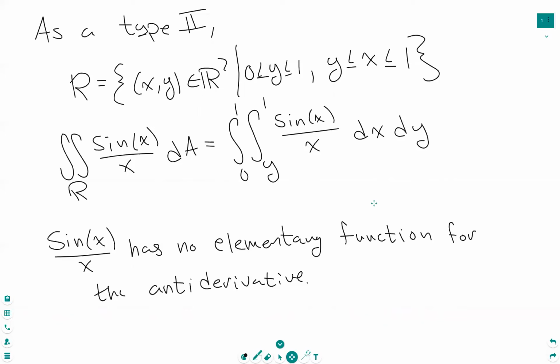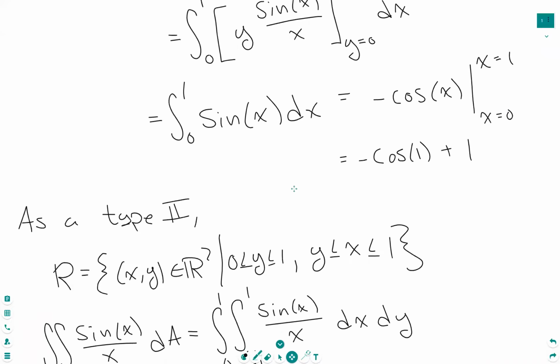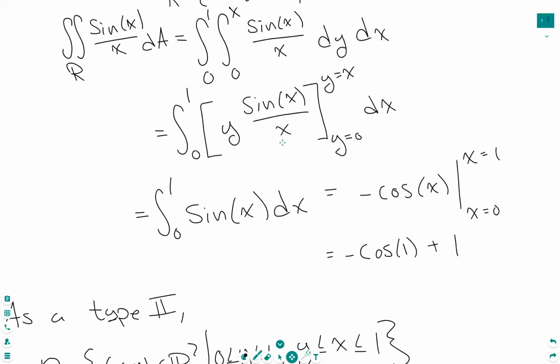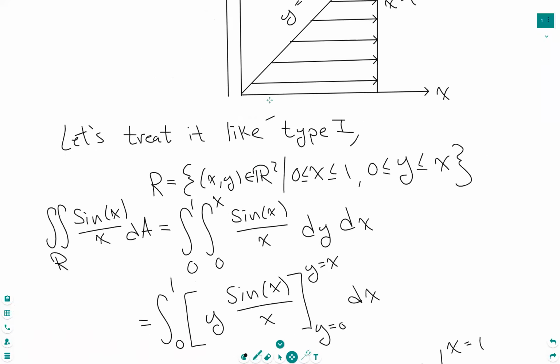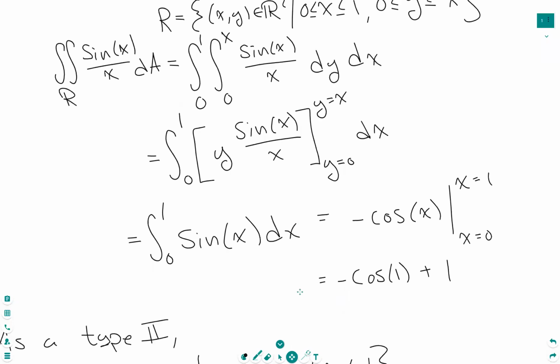So if you ever come to a point where you can't integrate, maybe rethink what kind of region you have. Can I write this as the other type? Can I write this as a type 1 or a type 2? And then move from there. Can I do it in the other order?